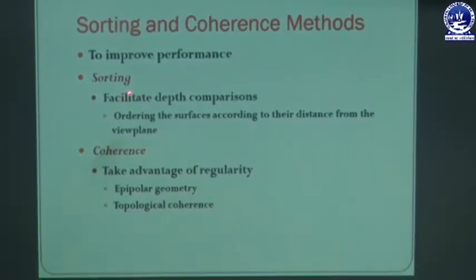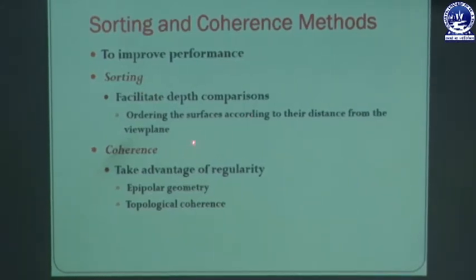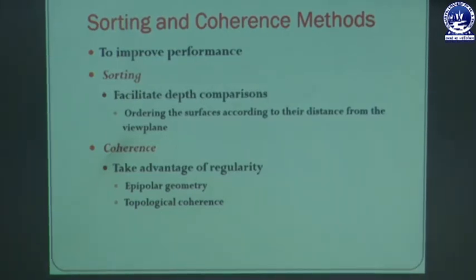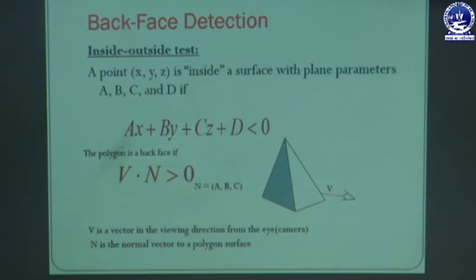For example, the first one is sorting, which facilitates depth comparisons by ordering the surfaces according to their distance from the view plane. Another type of coherence technique is used to advantage when executing on different types of shapes and polygon elements. In this case, it uses epipolar geometry and topological coherence. Okay, so now we go to our next concept, that is, what are the algorithms that we use for detecting all the visible object parts and eliminating all the invisible surface parts.